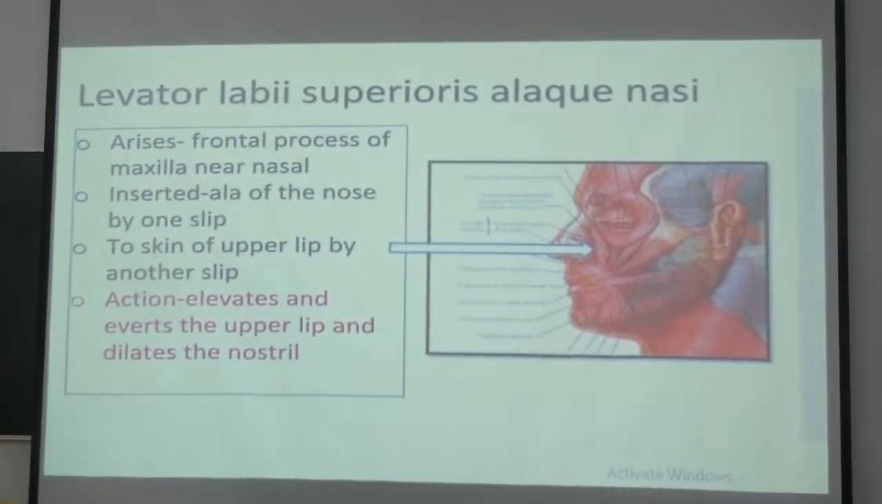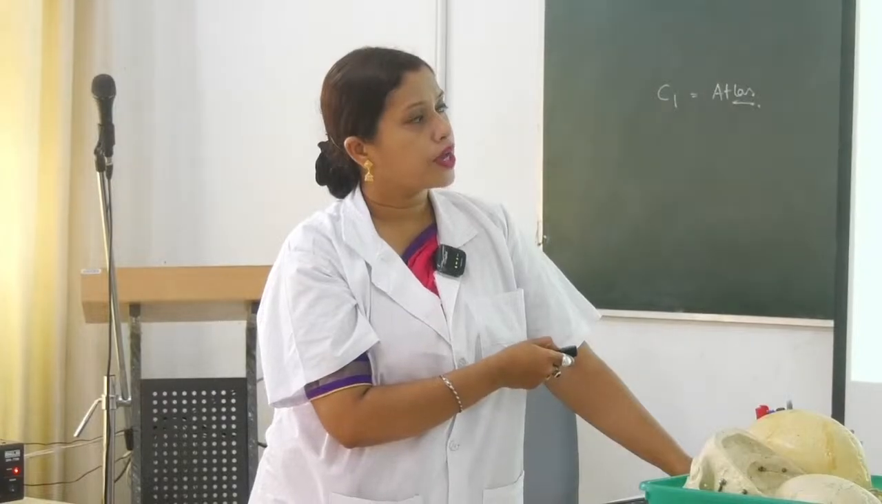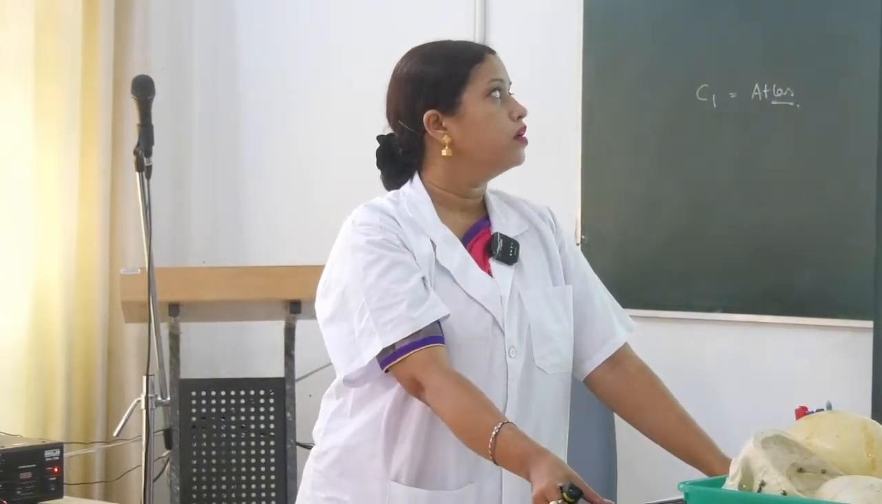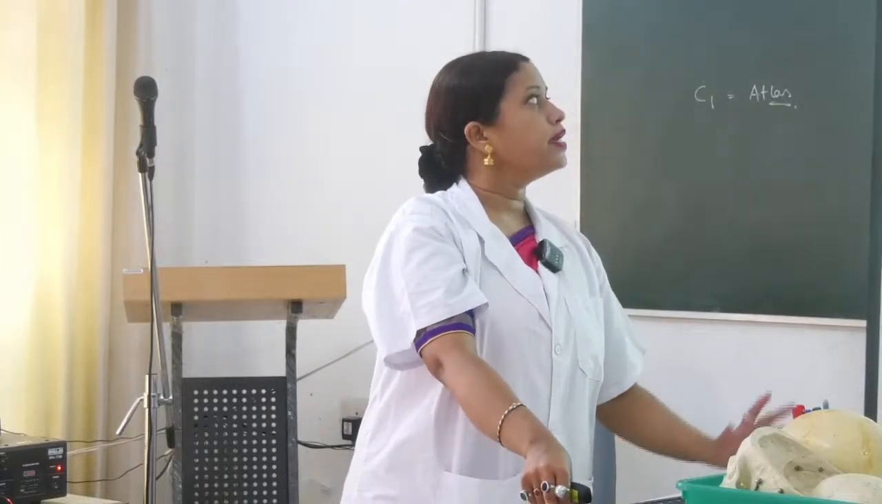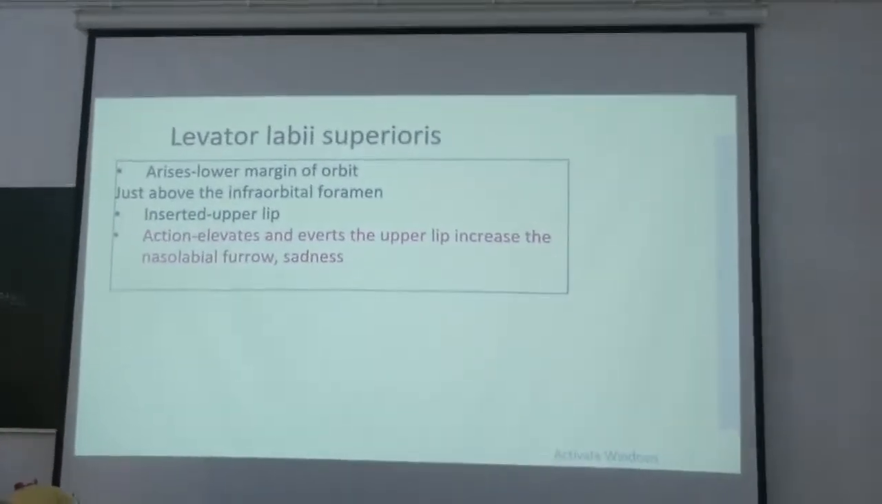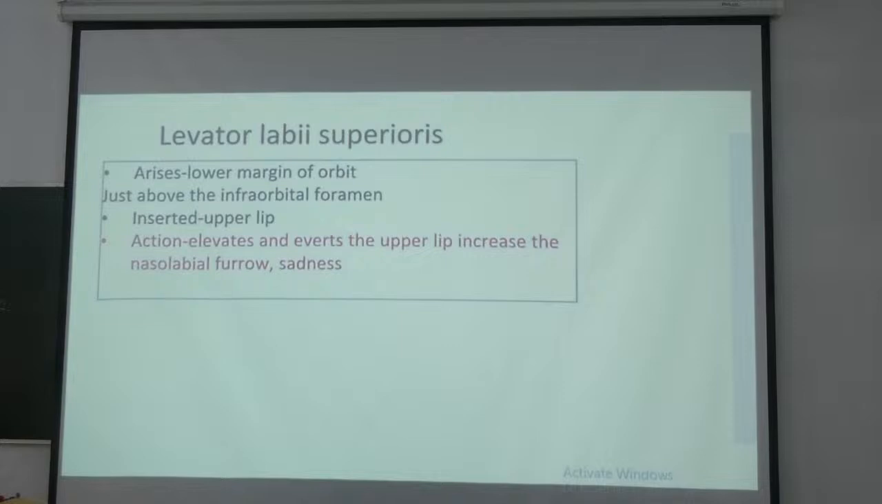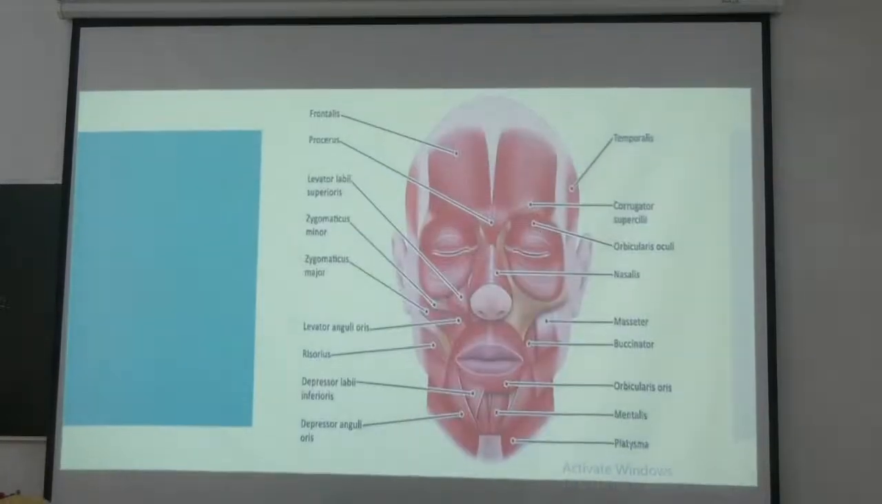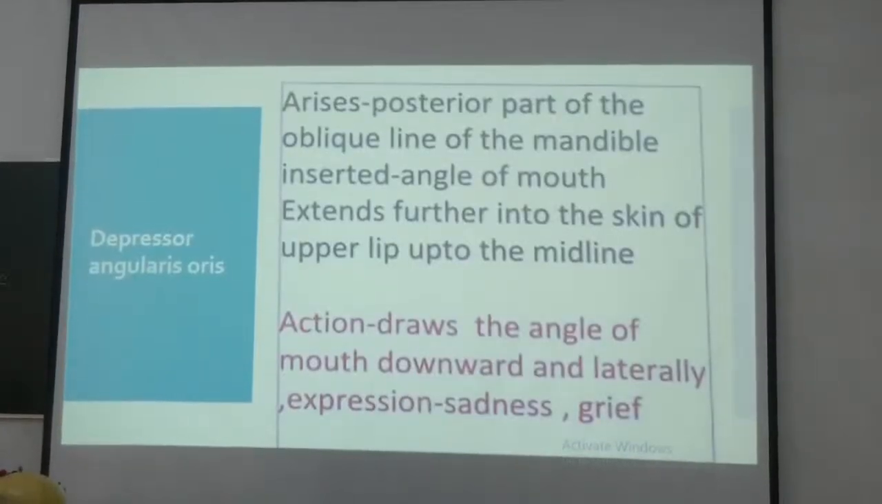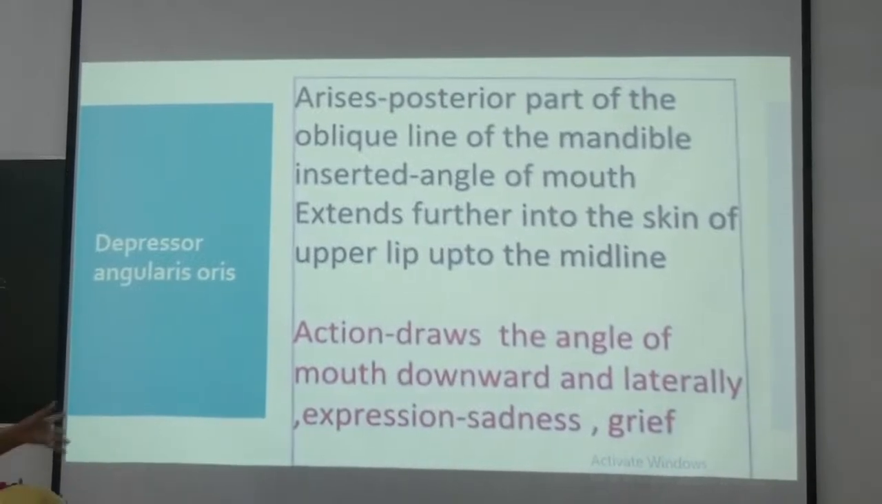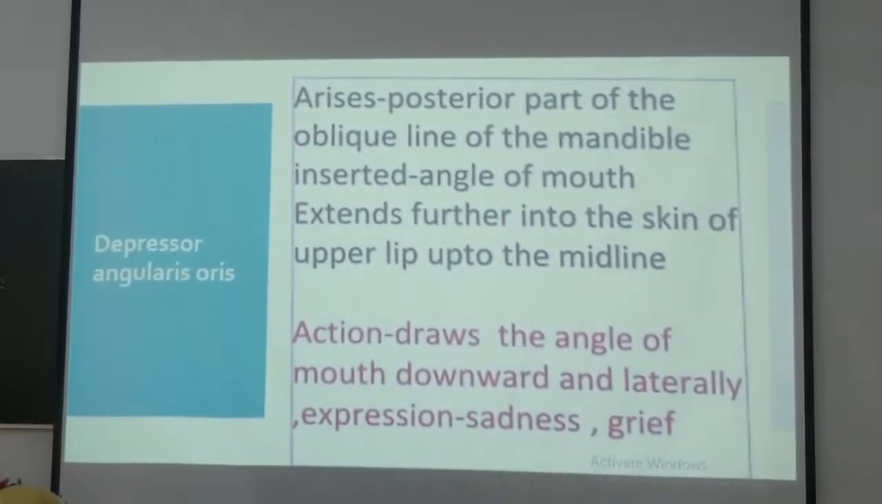So this is the levator labii superioris alaeque nasi. You can see where it is present, from the nose to the upper area of the lip. Now levator labii superioris is also present on the superior aspect, and it is the muscle of sadness. Each and every muscle is concerned with a particular expression. Now depressor anguli oris is also a muscle of grief and sadness.